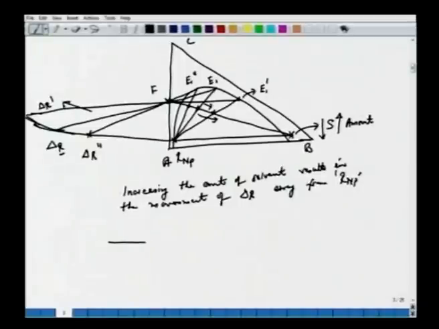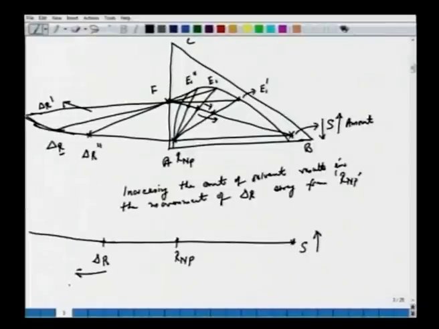So if we just look at S here, and this R and P, and this is your delta R. This point is fixed, this point is fixed here, we can extend this line here, and if the amount of S increases, delta R moves in this direction. What happens if we keep on increasing the amount of S? Ultimately, this line which connects extract E and F will become parallel to this line which connects S and R and P.